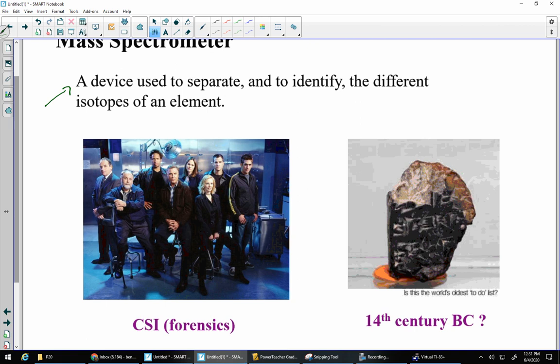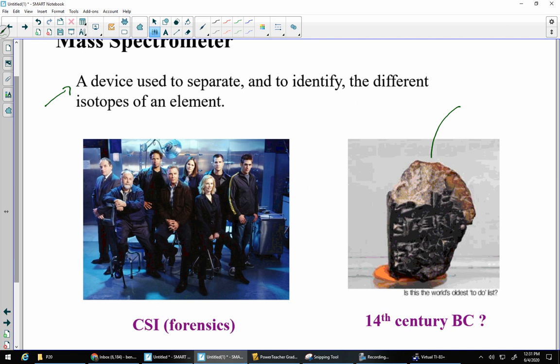So you may have seen things in CSI. I'm not going to lie, I've never actually seen an episode of CSI, but I've seen parts of one, and they use all kinds of cool technology that does not exist to solve crimes. They do, I believe, use mass spectrometers to figure out exactly what's going on.